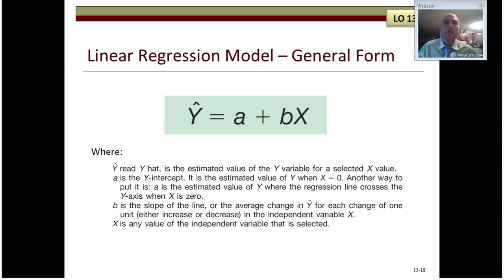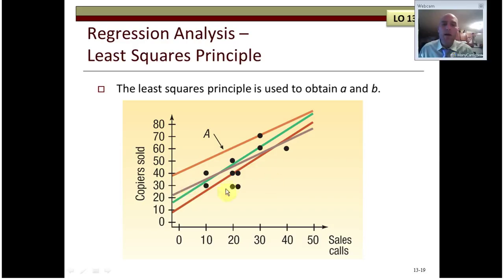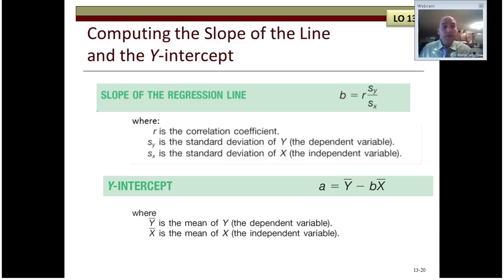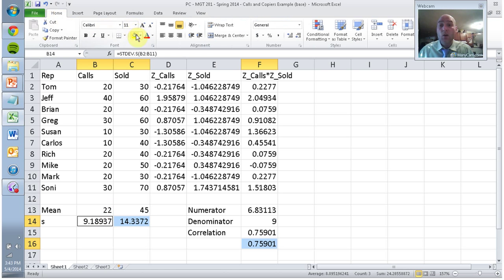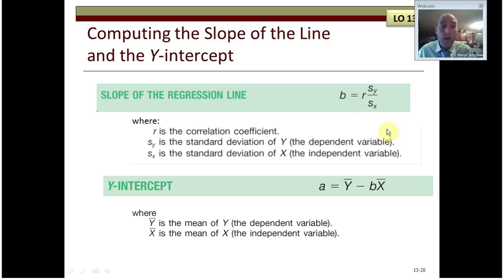X is some input value, so ultimately, if you're trying to predict y by calculating y hat, you're trying to make that prediction for some given value of x. If I said x was 35, I would want some height along this line to indicate how many copiers sold I should expect at a certain point on the x-axis. These are the two parts that go into it, the slope and the y-intercept. The slope here is r times the standard deviation of y over the standard deviation of x. Those are three pieces from this example that we have. We have the correlation, we have the two standard deviations, so we could quite easily calculate the slope.